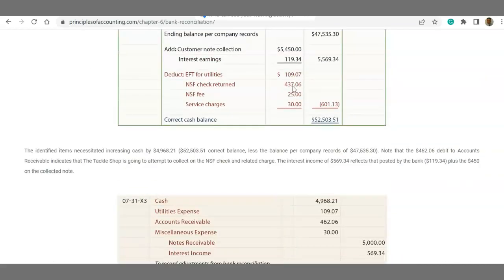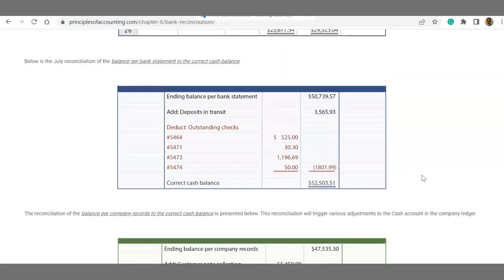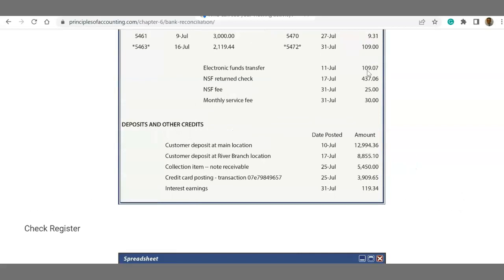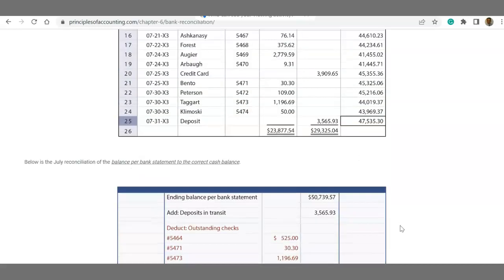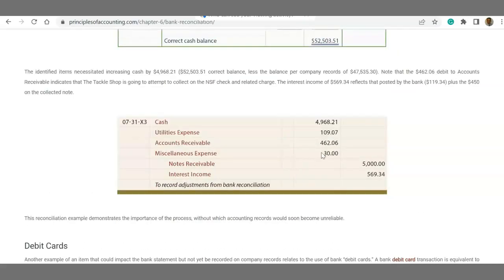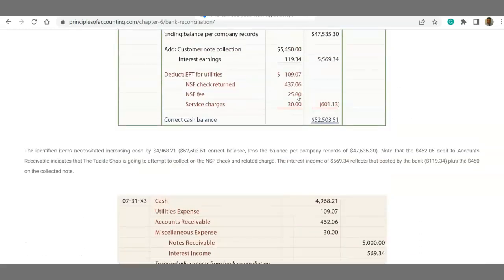And then the NSF check, 437.06. You see here is 437.06. So that 437.06 is an NSF check. That's the credit memo, and you have to deduct it from your cash. So you can easily do that. You debit accounts receivable for the client that gave you the bad check, and you credit cash. For the NSF fee, again, same thing.